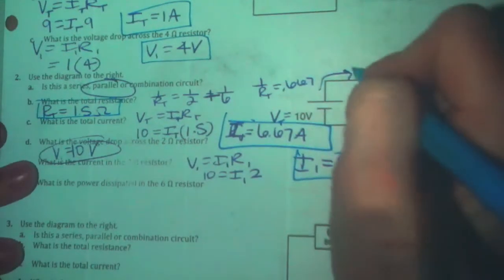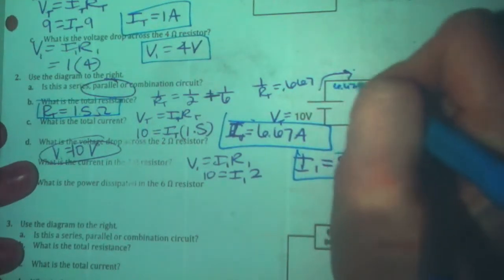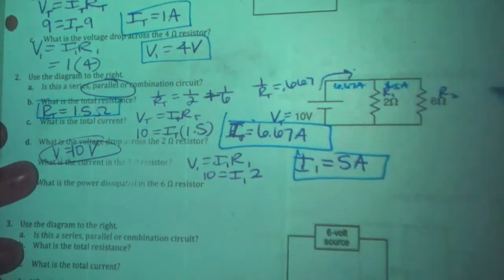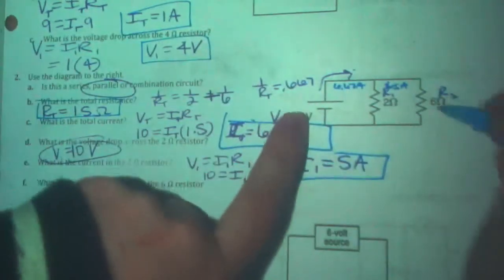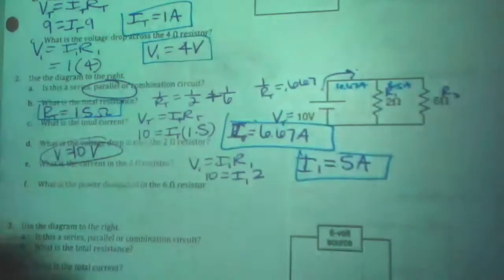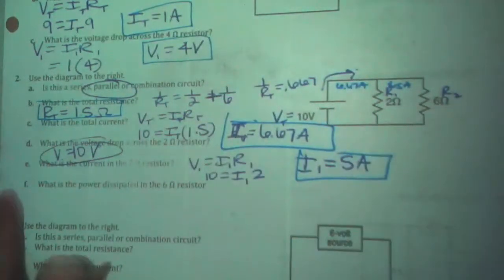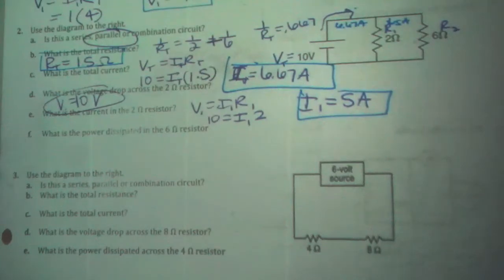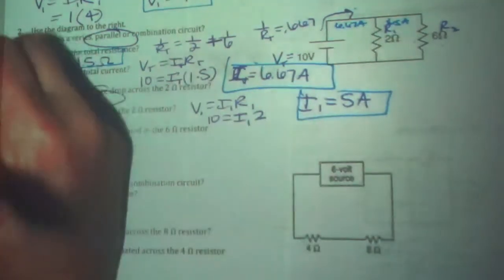So what we have right here is 6.67 amps total and 5 amps right here. If I asked for the next one, you could use V equals IR, or you could just subtract from the total. This would be 1.67, but I didn't need it. Actually, I'm going to need it in a second, because it asks what is the power dissipated in the 6 ohms, so I'm looking for P2.